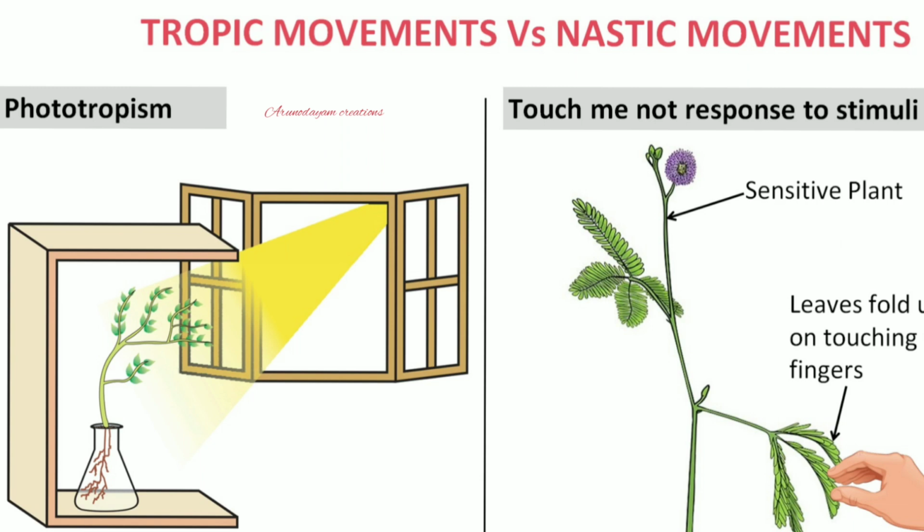Sometimes that movement is in the direction of the stimulus. That type of movement is called tropic movement, while sometimes the direction of response is in the opposite direction of the stimulus. That type of movement is called nastic movement. So two types of movements we can see in plants. Sometimes the movement is towards the stimulus, that type of movement is called tropic movement. Sometimes the response or movement is away from the stimulus, that type of response or movement is called a nastic movement. Let us see some types of tropic movements in case of plants.